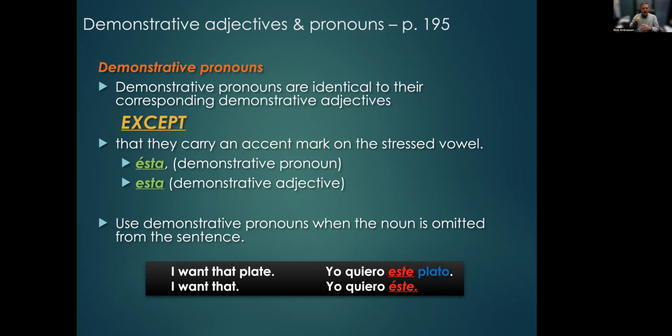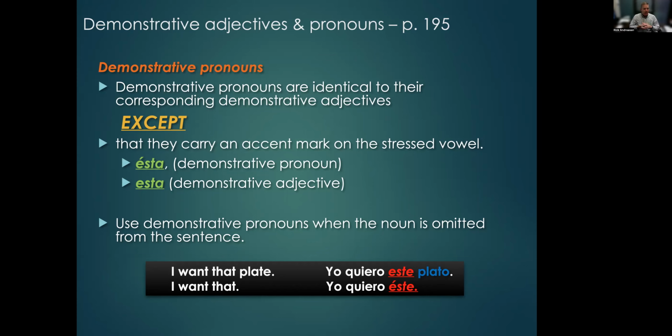Demonstrative pronouns can take the place of the noun, and the noun can be omitted. So the example we have in the box, I want that plate. Yo quiero este plato. If someone said, which plate do you want? I want este. Okay, so if I say yo quiero este plato, that's an adjective. I'm describing plate. If I say yo quiero este, now my word este is taking the place of the noun plato. It still means the same thing.